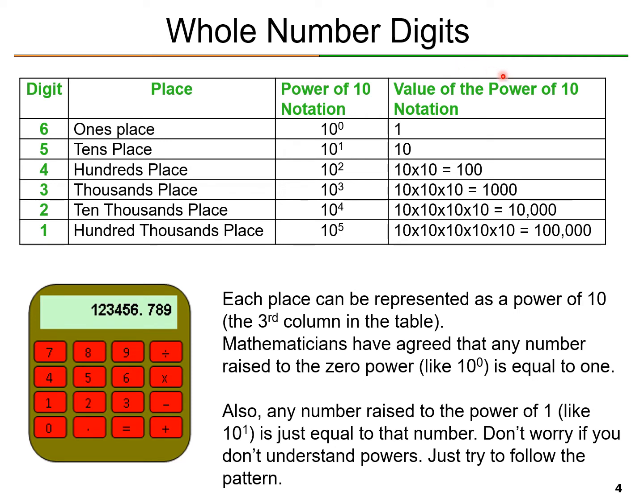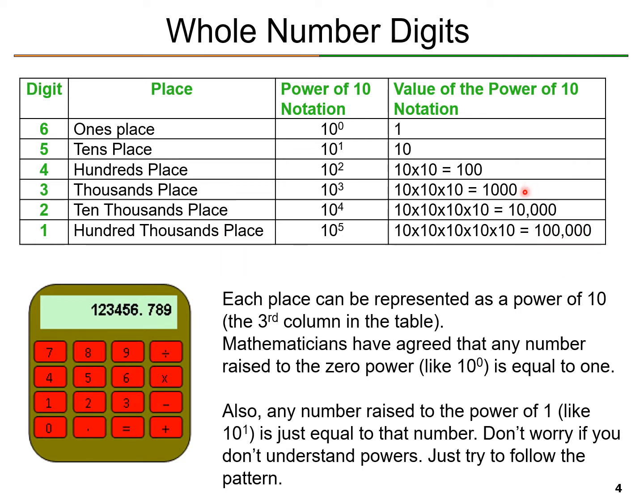Now let's go over to the last column here, the value of the power of 10 notation. Let's not worry about the value in terms of powers of 10, but let's just understand that the ones place is worth 1. The tens place is worth 10. The hundreds place is worth 100. The thousands place is worth 1,000. The 10,000s place is worth 10,000. The 100,000s place is worth 100,000.